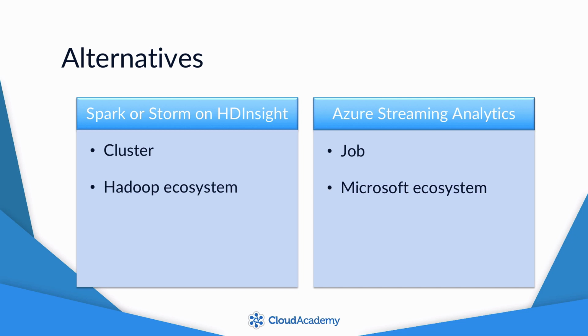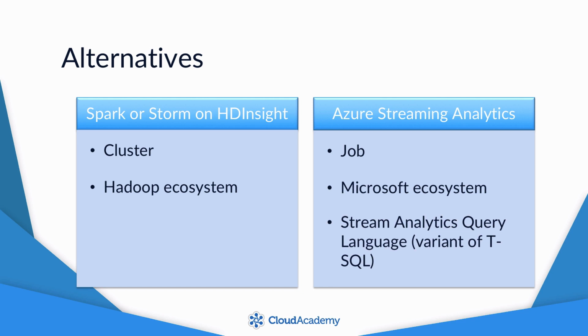On the other hand, there is an advantage to its coding approach. It uses Stream Analytics query language, which is a variant of T-SQL. That means anyone who knows SQL will have a fairly easy time learning how to write jobs for Stream Analytics. Spark and Storm don't have an SQL option. Instead, you need to write your jobs in Scala, Java, or Python, which are more difficult to learn for many data analysts.